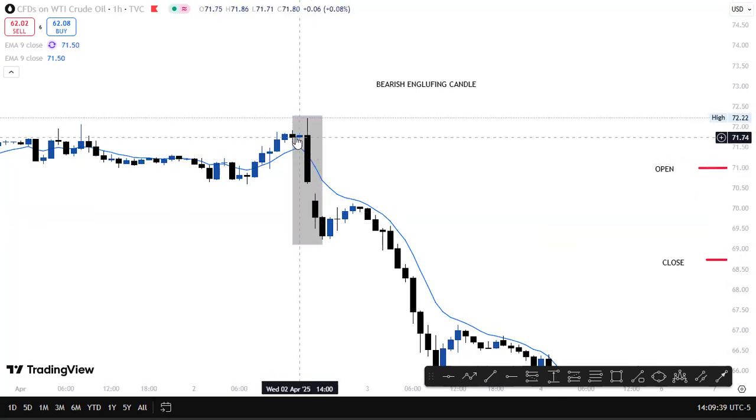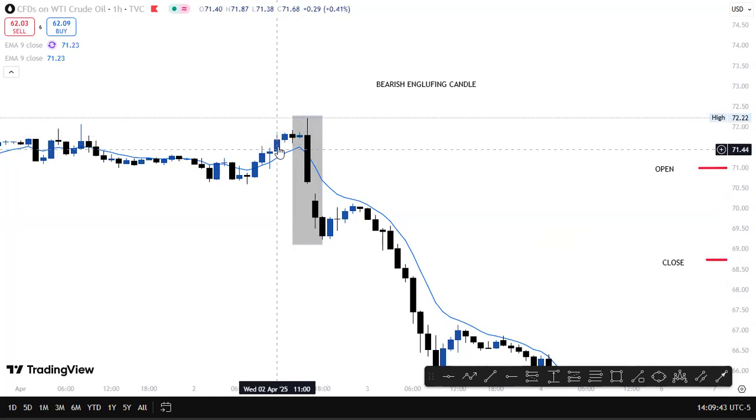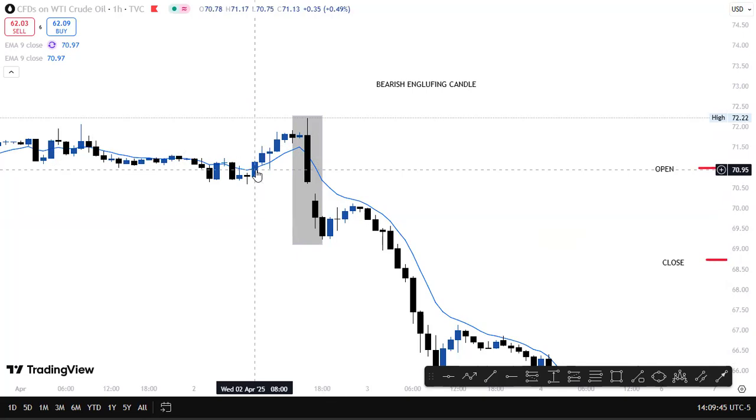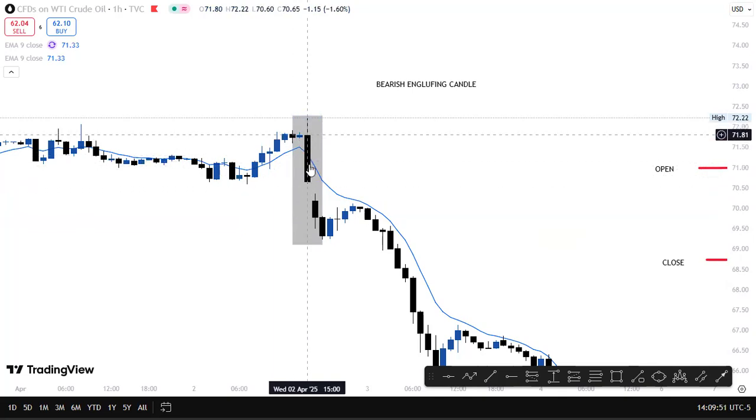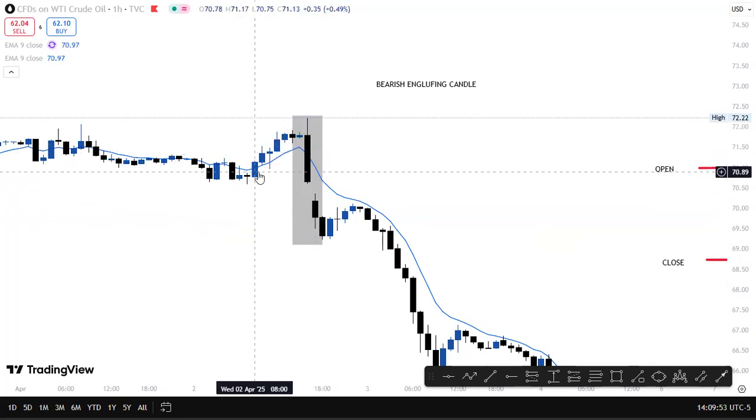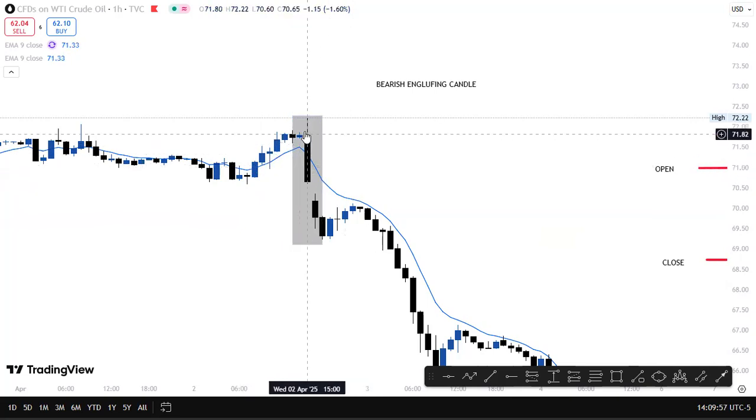Look at how many candlesticks it engulfs. About 1, 2, 3, 4, 5, 6, 7. About 7, close to 8 candlesticks it engulfs. You can see this whole fat candlestick engulfs the whole of this one. But for it to be considered an engulfing, at least it should engulf one, which is what it did here.